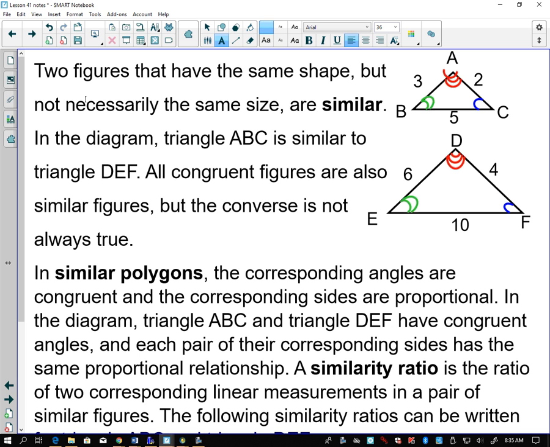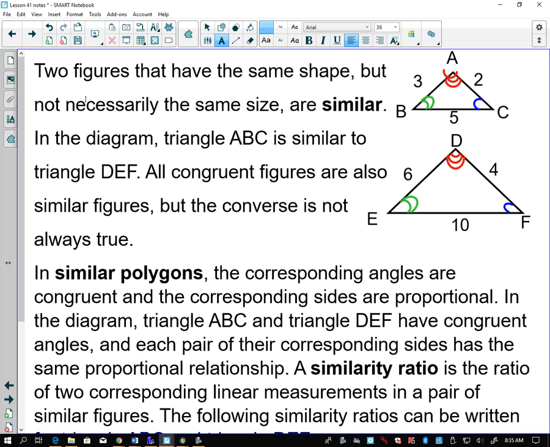Times 2, or 1 to 2, right? Does that make sense? 3 to 6 simplifies to 1 to 2. If I'm going back the other way, if I'm going 6 to 3, I'm seeing that triangle DEF is twice as big as ABC. 2 to 1 if I'm going back the other way.